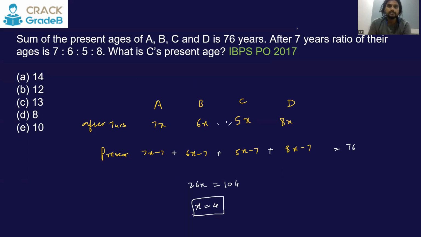So what is C's present age? For C's present age, you just have to put x is equal to 4 here. That is 4 into 5, 20 minus 7, 13. Easy. Let's see one more.